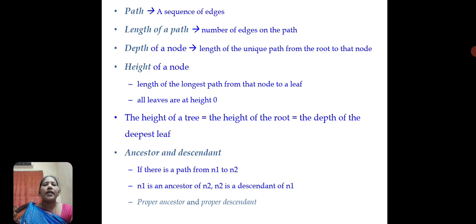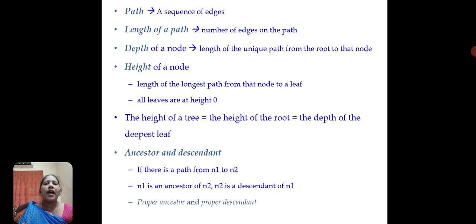Next we will see the term path. You can calculate the path from one node to another node by counting all the edges that occur in that path. If you count the number of edges on the path, then you will get the length of the path. Depth of a node is the unique path from the root node to the node for which you are going to find the depth. These are also called levels.